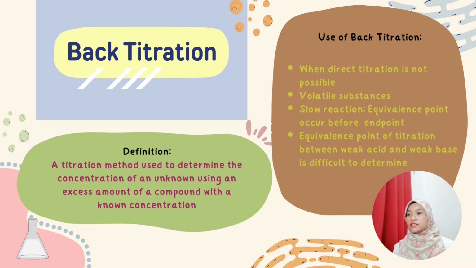We use back titration when the direct method of titration is not possible or will yield an inaccurate result. The second case is where volatile substances, or substances that can evaporate very easily, such as ammonia, are being used. It will be impossible to yield an accurate result using normal titration, as some product will be lost during the titration.